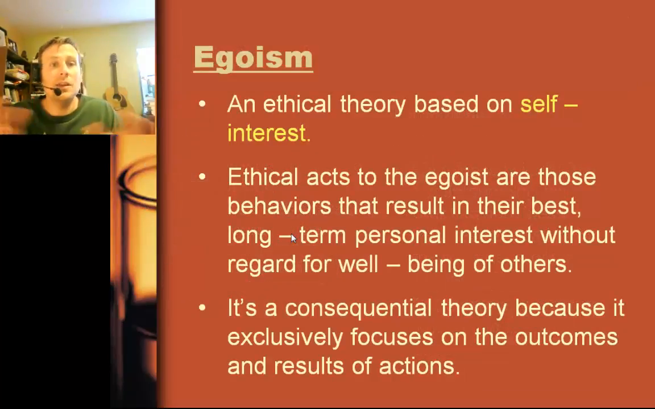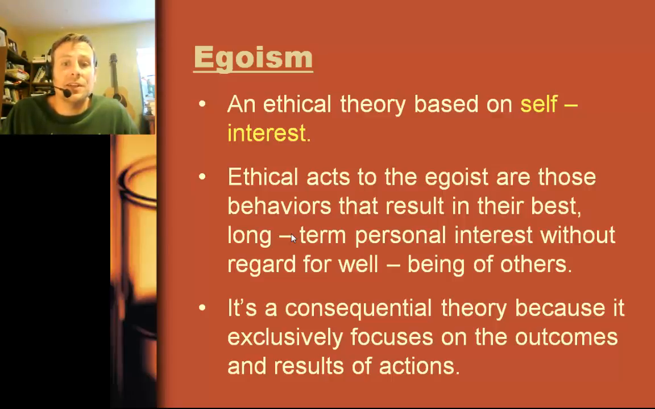Okay, so egoism. Egoism is a moral theory based on self-interest. The idea is behaviors are good if they result in the self-interest, the happiness of the individual agent or the person who's acting. It's consequentialist because it focuses only on the results of a person's actions. A person's motivation is not relevant.